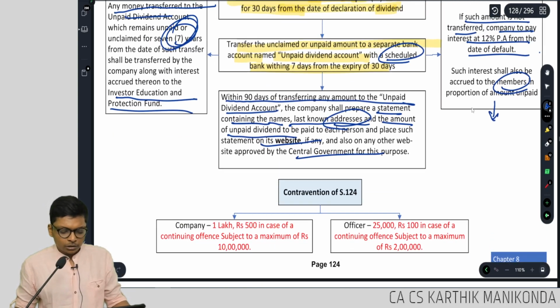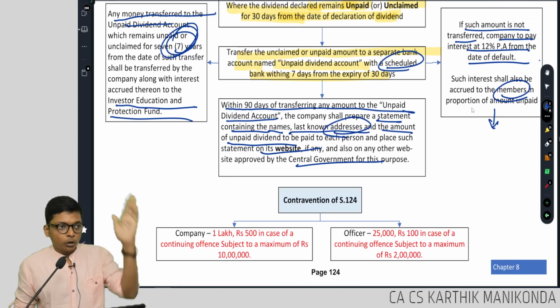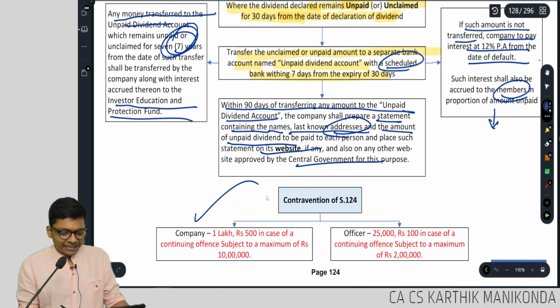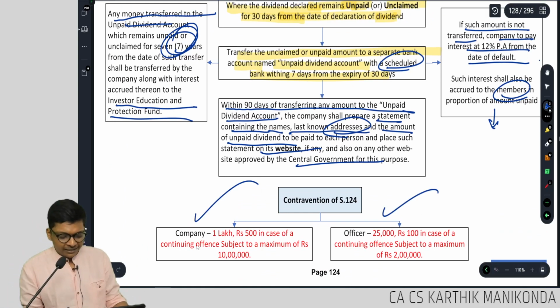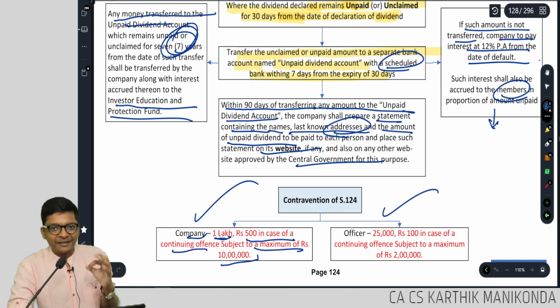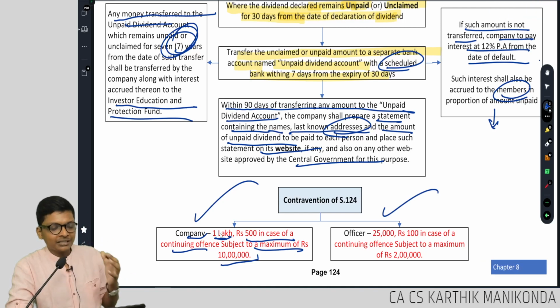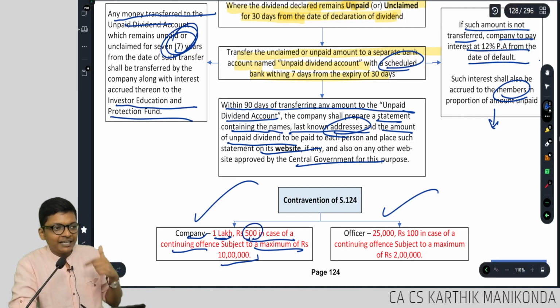Clear? Next to contravention. If you don't follow the above provisions, the company has a penalty, and the officer has a penalty. Penalty you will go through, guys. What is the penalty for the company? 1 lakh, 500 in case of continuing effect, subject to a maximum of 10 lakhs. 1 lakh is flat, guys. Pay 1 lakh fixed amount. Beyond this, 500 for every day of delay.